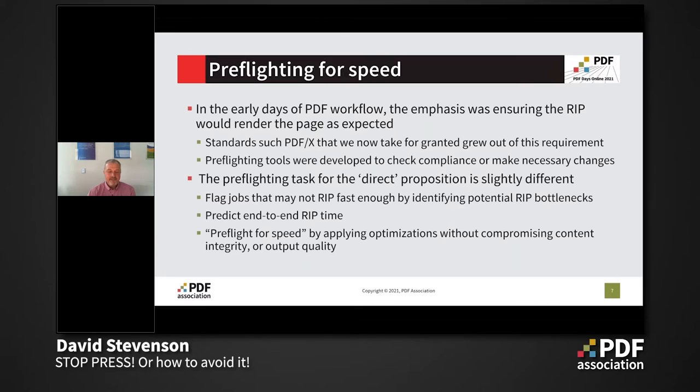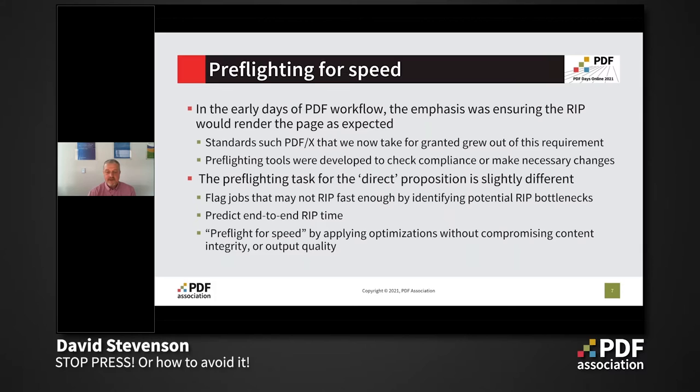Many of you would agree that the easiest way to find out how long it's going to take to RIP a file is to RIP the file and time it. But we want to try and predict that. And we found some clever ways of doing that, but it turns out to be really quite difficult to do. The other thing is that we want to be able to apply optimizations. So this is processing the PDF, but not going as far as actually ripping it to disk and doing all of the RIP operation up front, but rather applying some optimizations at key points in the file that don't compromise content integrity or output quality, but can ensure that the job can run at speed.